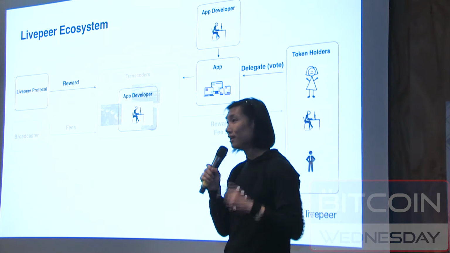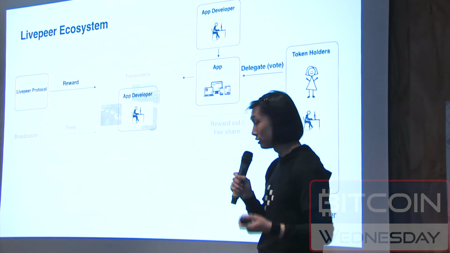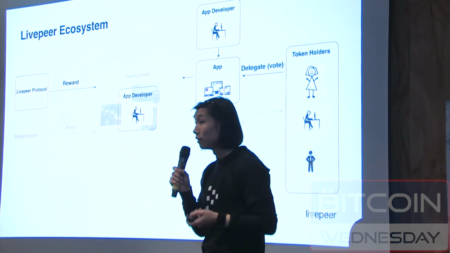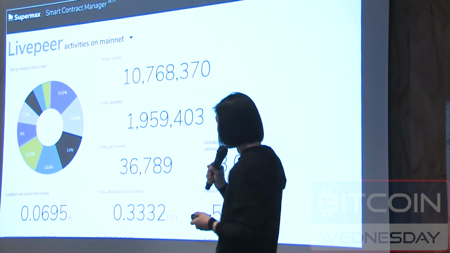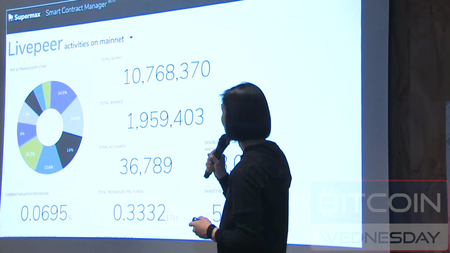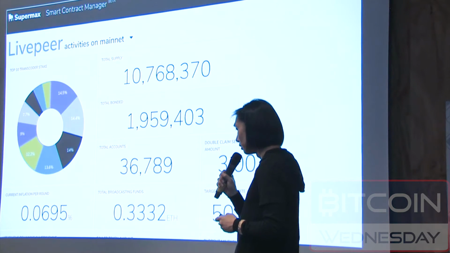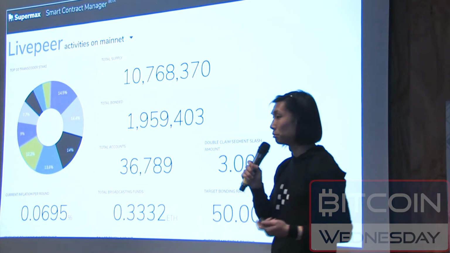And this is a type of inflation funding that we have started to see in the past 7 months in our network from being live on the Ethereum main chain. This is an example. This is a product called Supermax. And Supermax is basically a block explorer for the Livepeer network, for the Livepeer protocol.